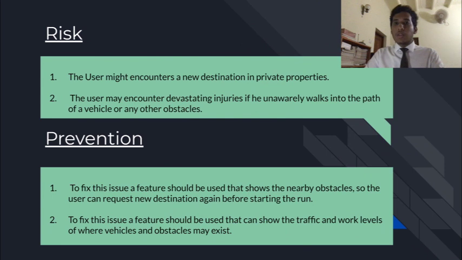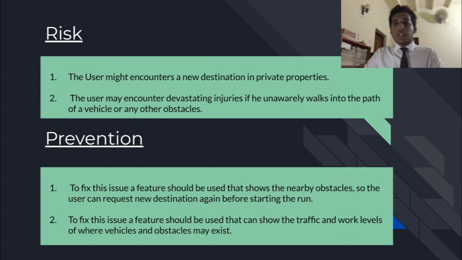Now I will go through the risks and improvements for this application. One of the risks is that the user is given a new destination which is on others' private property, and the user gains accidental unauthorized access. As a prevention for this issue, we should use a feature that shows nearby obstacles so the user can request a new destination before starting the run.